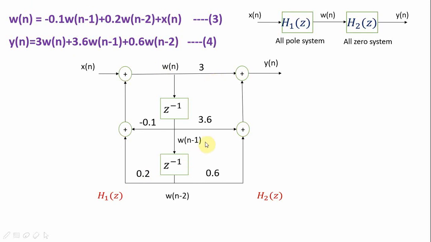Then on the other side, to get y of n, 3 w of n plus 3.6 w of n minus 1, 0.6 w of n minus 2, add all the 3 to get y of n. So to this side we have h2 of z, to the left side we have h1 of z. Here in this problem m is equal to n. That is why the figure is looking like this.